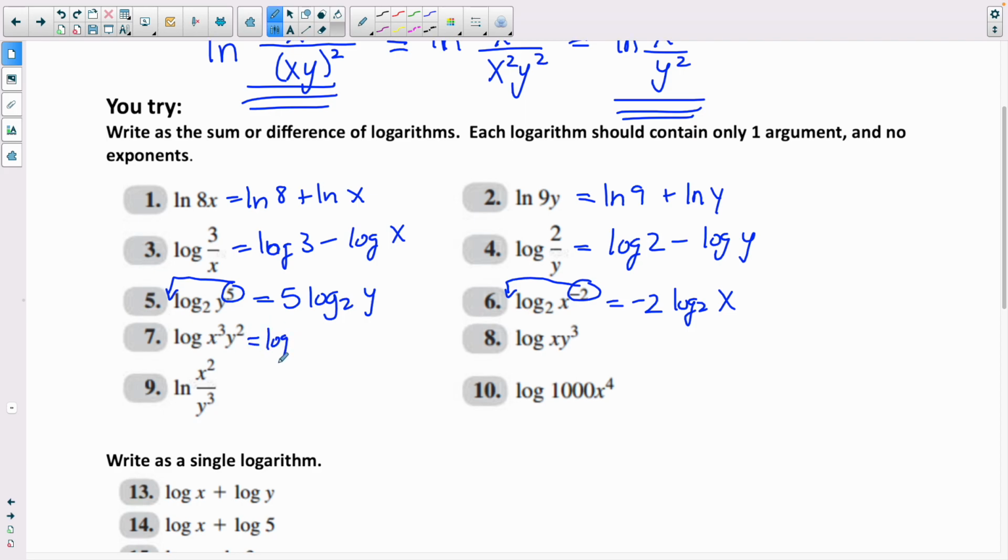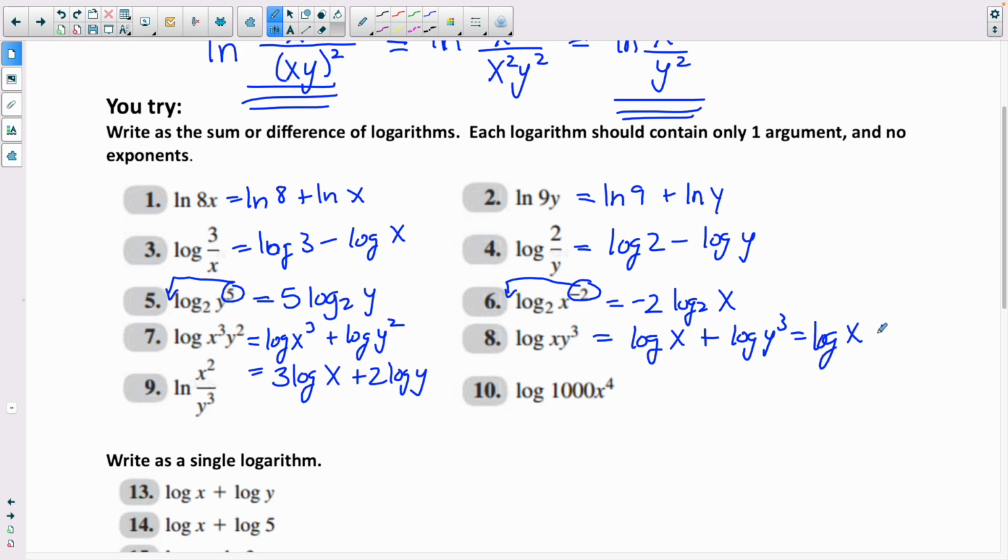So this will equal log x cubed plus log y squared. That's my first step. I'm going to break it apart using the product rule. And now I use my power rule. 3 log x plus 2 log y. Number 8, start with the product rule. Log x plus log y cubed. And now any power rules. Log x, 3 moves to the front.